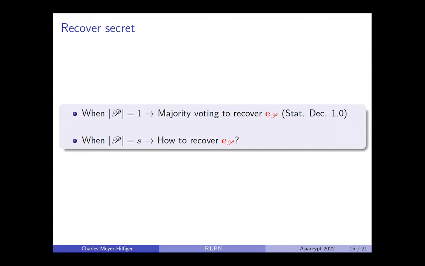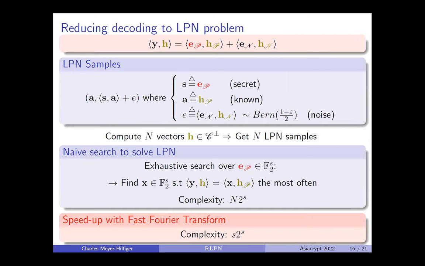Okay. So now there is a problem, because in statistical decoding 1.0, P was of size 1. And thus, to recover EP, I could just do majority voting. Okay. But now, when P is of size S, the question is, how can I recover EP? And so now, what we can see is that, in fact, our problem is a well-known, well-studied problem in code-based cryptography. It can be seen as an LPN problem. So it is here that you will understand why we are reducing decoding to an LPN problem. And the thing is, to recover EP, we will solve this LPN problem.